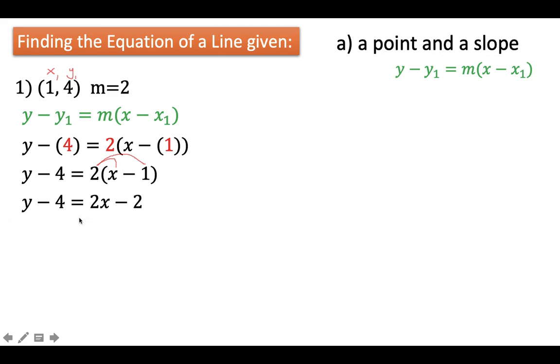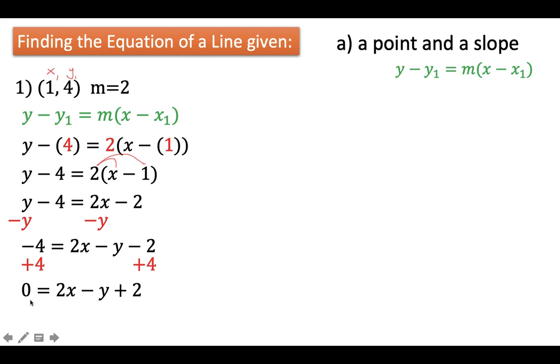Then our next aim is to transpose these terms to the other side, so that one side of this equal sign is 0. I decided to transpose this minus 4 to the other side. We can do this by adding negative y to both sides, so that this will be eliminated. So it becomes negative 4 here, then 2x minus y minus 2. And lastly, we'll add 4 to both sides, so that finally it becomes 0. Then 2x minus y, then negative 2 plus 4 is positive 2. And this is our answer.